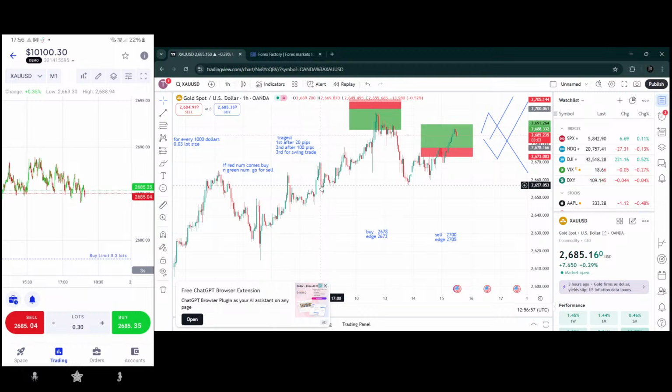Second thing is they don't make a proper plan before going. They just open an app, put money, and just press buy or sell. They don't know what charts or what time frame they have to see.